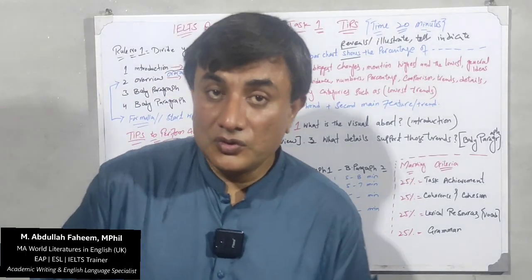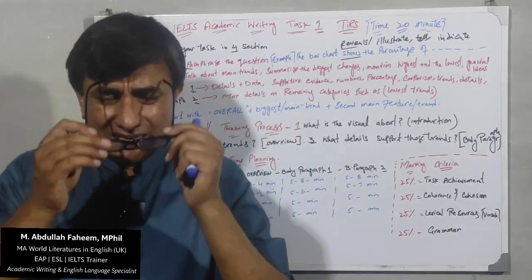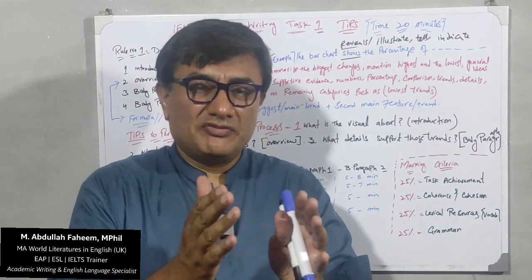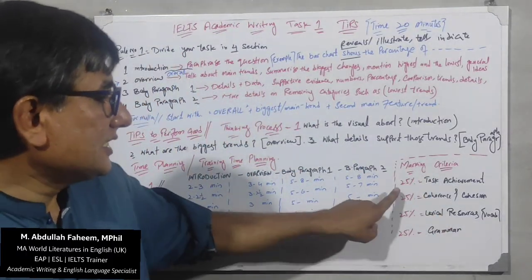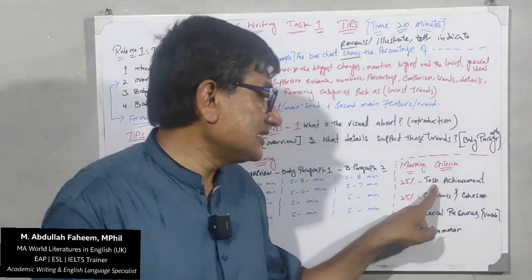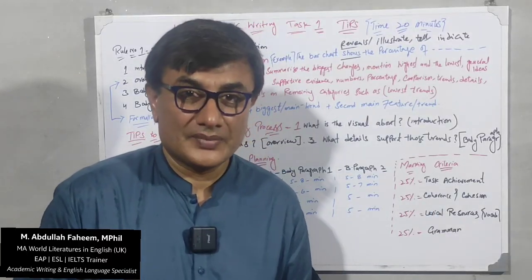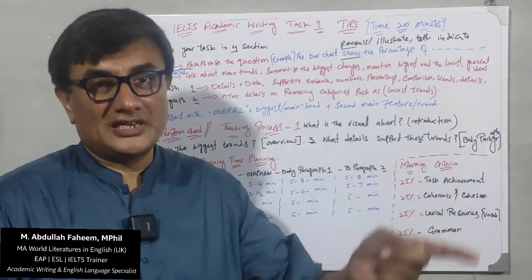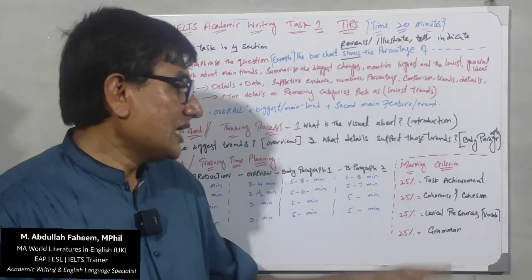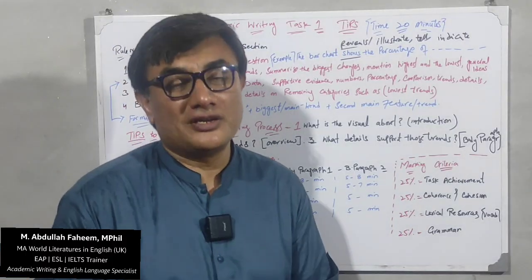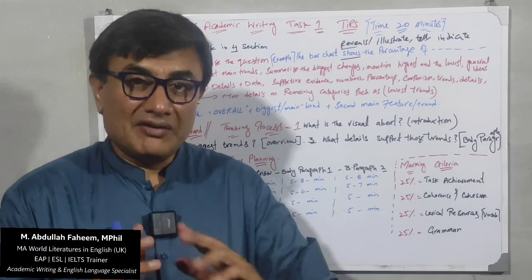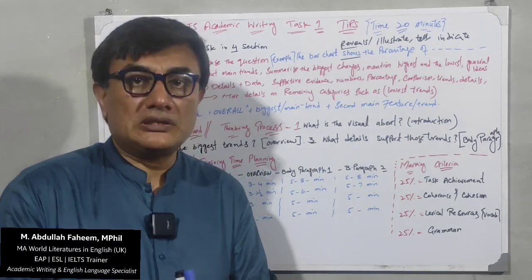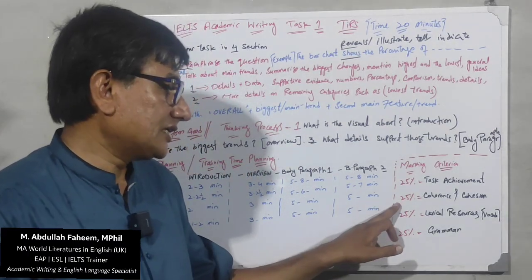Now we have to look at the marking scheme. There are 4 rules. First, 25% for each section. For instance, the marking criteria is 25%. The examiner will see the task achievement. If you have interpreted everything, then 25%. If there is cohesion and coherence, this means consistency of ideas, integration of ideas, everything in a logical flow, 25% is for that.